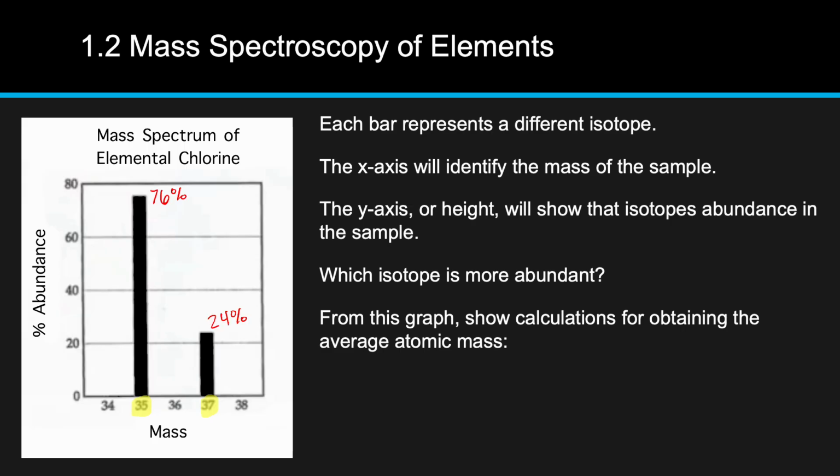So the first question on this slide says, which isotope is more abundant? We know percent abundance, the higher one is chlorine-35. So chlorine-35 would be the answer to that question.